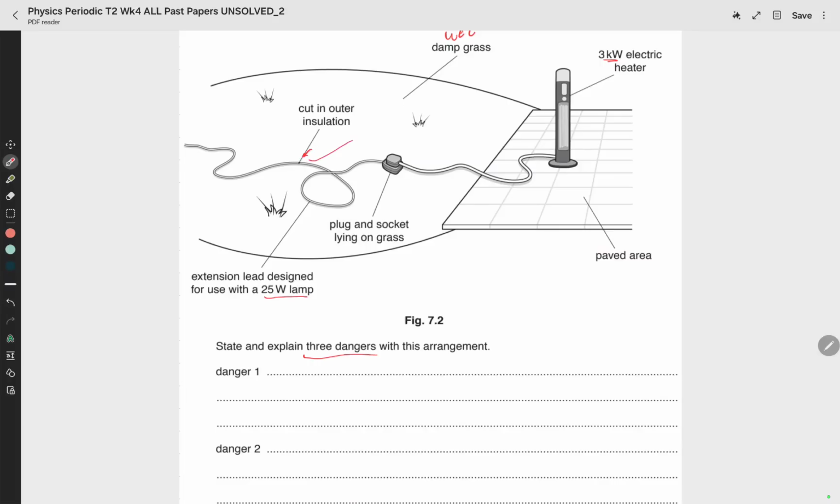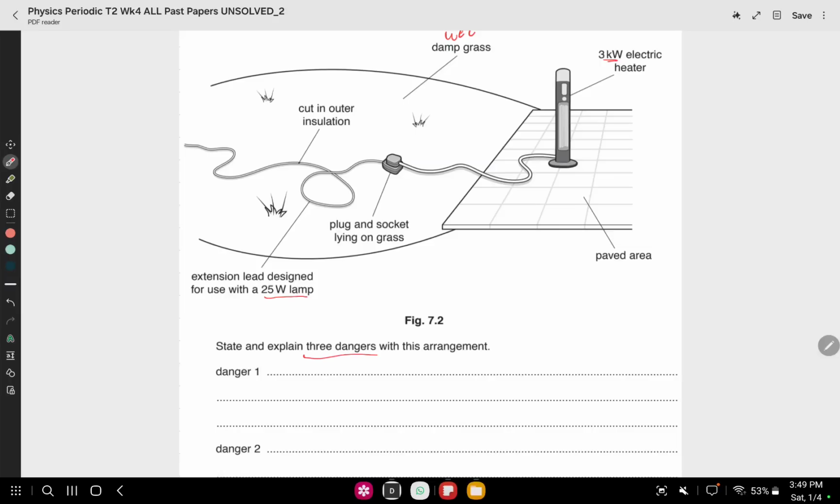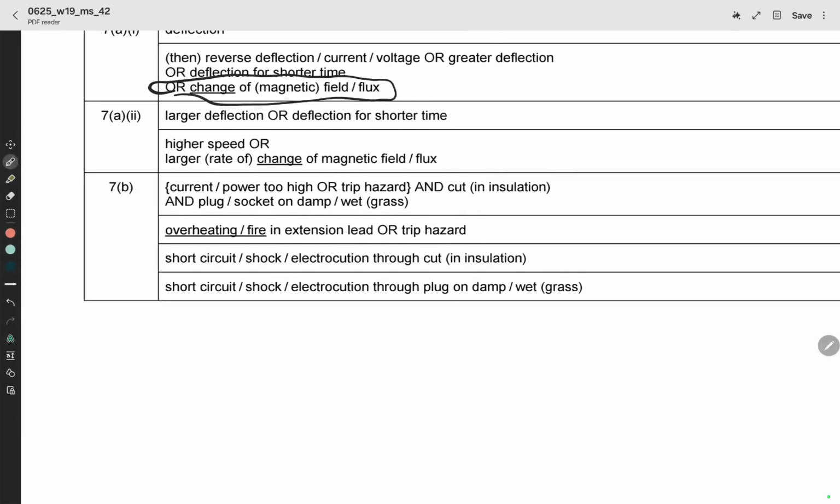If it is a cut in a wire and it's wet grass, then I would presume it's going to leak electricity and cause short circuiting, because when water leaks into an electric circuit, you guys know it causes short circuiting. And I think the paved area is something else. Let's check the marking scheme. Also, I don't want to say random things.